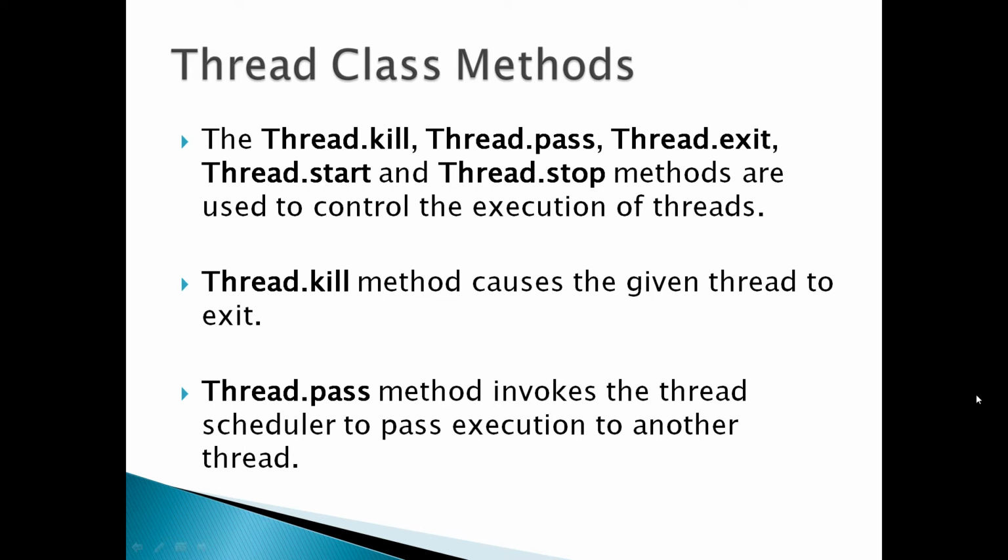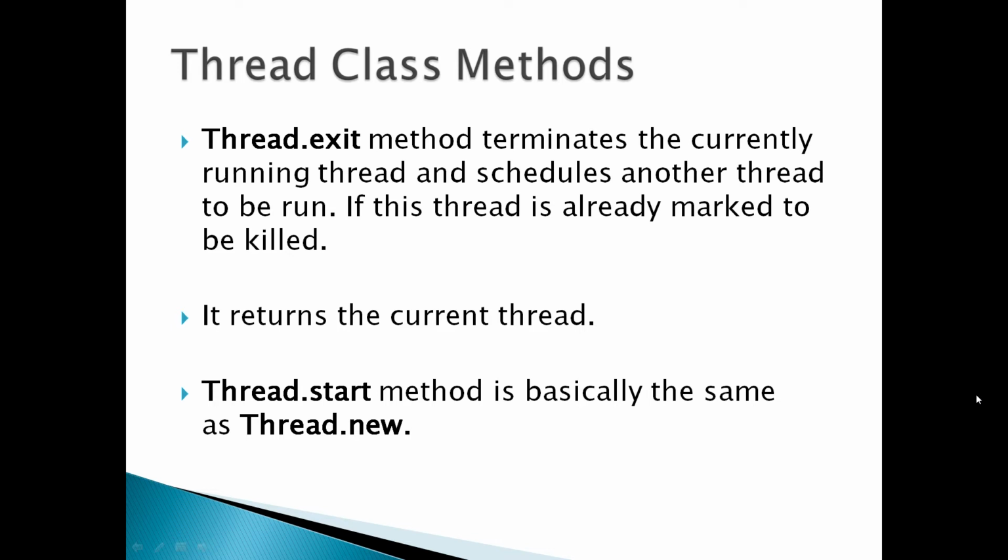The Thread.kill, Thread.pass, Thread.exit, Thread.start, and Thread.stop methods are used to control the execution of threads, often from inside or outside. The Thread.kill method causes the given thread to exit. The Thread.pass method invokes the thread scheduler to pass the execution to another thread. The Thread.exit method terminates the currently running thread and searches for another thread to be run. If this thread is already marked to be killed, Thread.exit returns that thread. If this is the main thread or the last thread, exit the process.